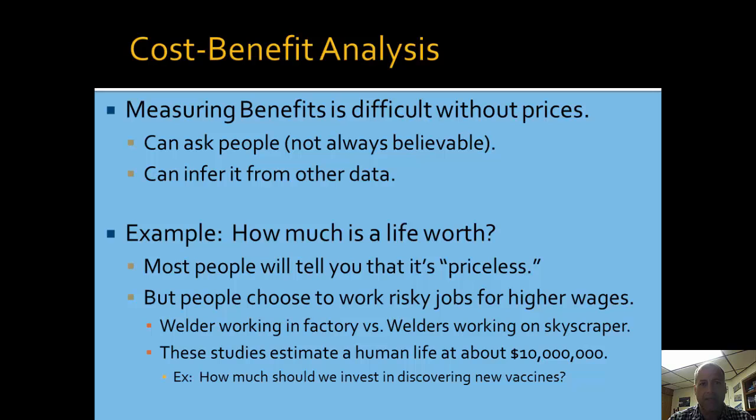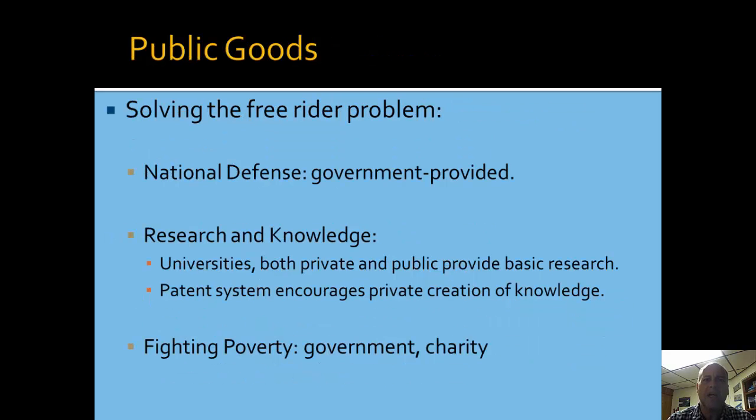Everybody's life is priceless. So how do we solve the free rider problem? How do we solve the problem of public goods? We can think about different examples. The first one is, if we think about national defense, this is provided by the government. Another sort of public good that's important is the creation of research and knowledge. Once scientists make new discoveries, these things become part of the public good.